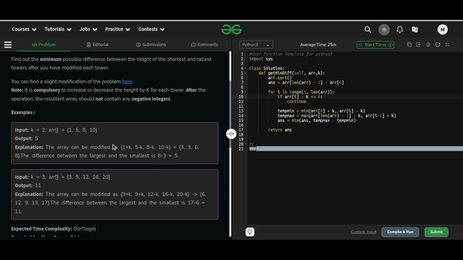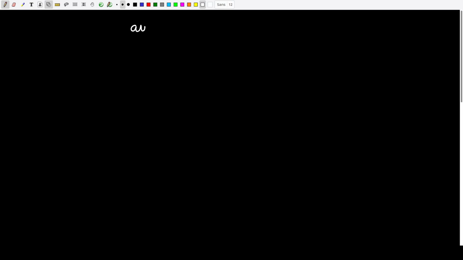So that's about the problem statement, folks. Now let us discuss the solution of this problem. So in order to discuss the solution of this problem, let us take an example.